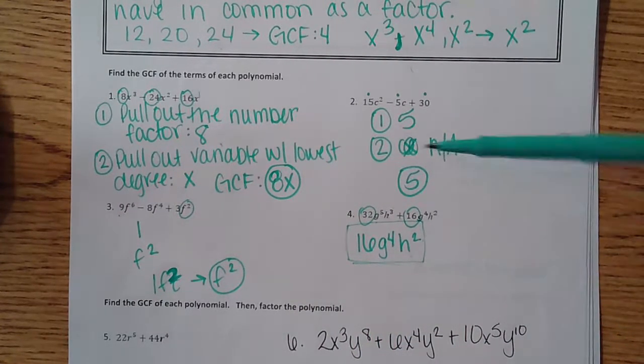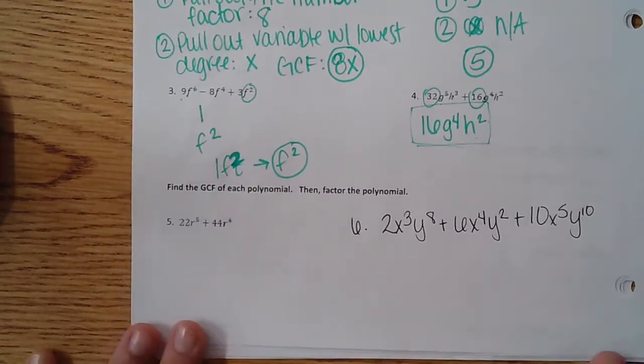So that's what we do when they just ask for the greatest common factor. They're just trying to figure out what goes into all of these terms. Now we're going to factor it out. Okay? This is where it gets a little more difficult.